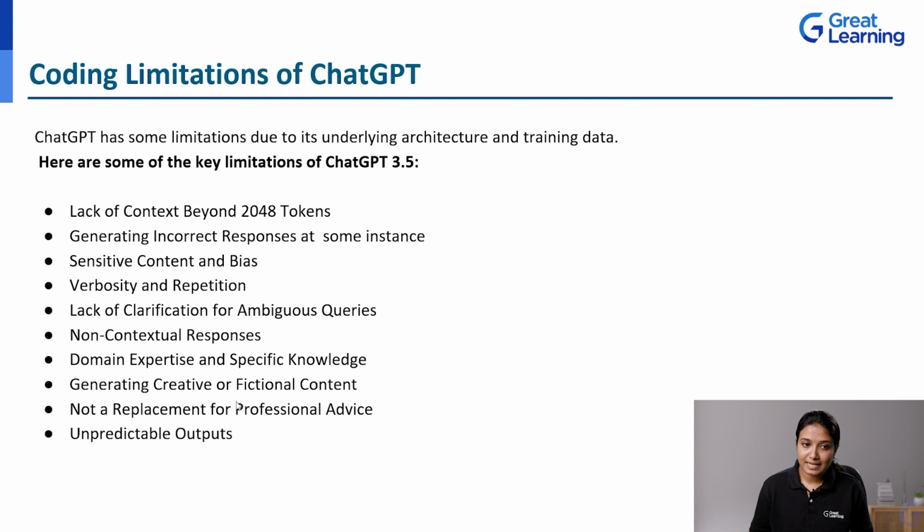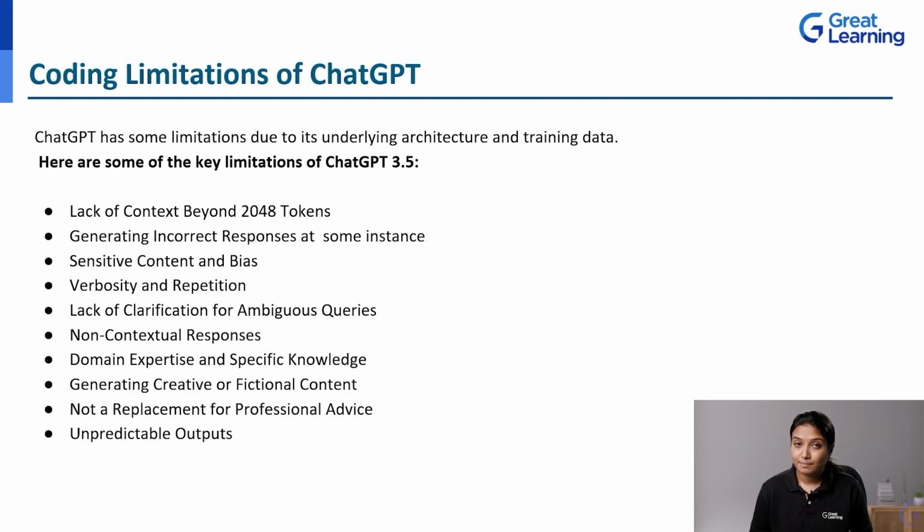Then generating creative or fictional content. It has a generation capability, but only to a limited extent, not towards more innovation, more creativity. It's not available. It has certain limitations as well. It's not a replacement for professional advice, right? It might fail to think in every aspect: the human perspective, other consequences, any other situation-oriented decisions to be made. All this cannot happen with the help of ChatGPT, right?